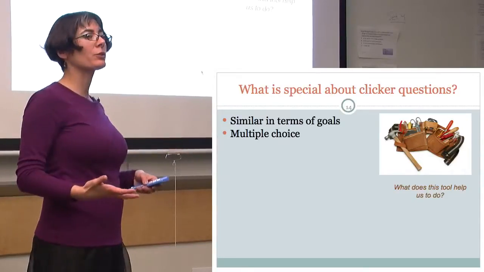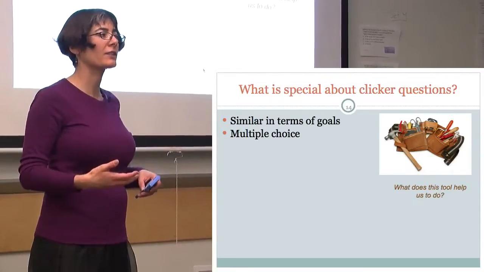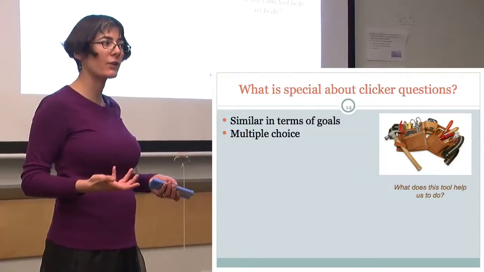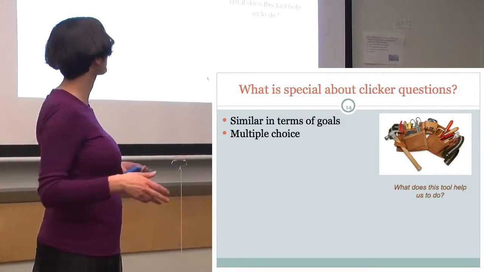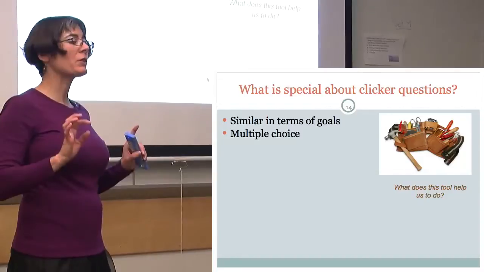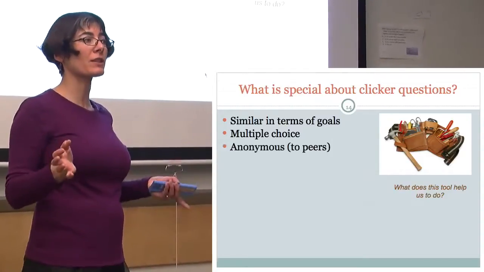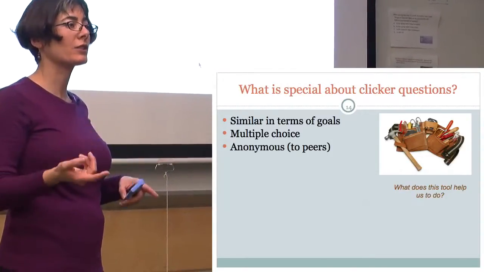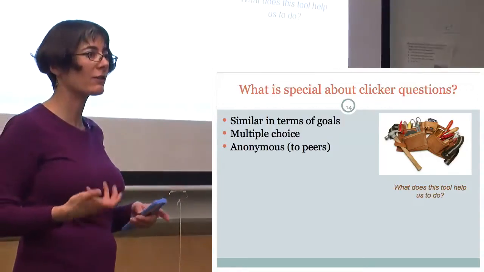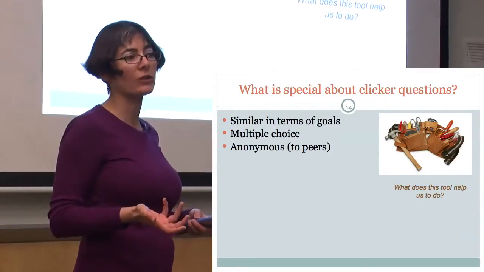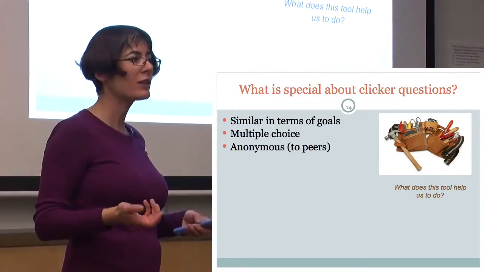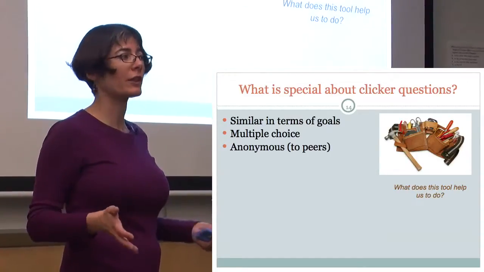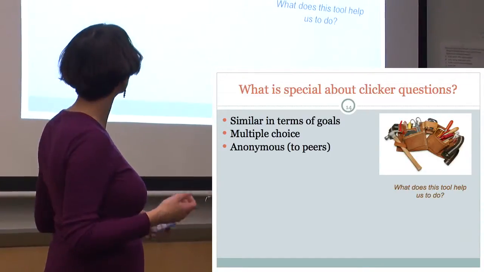They tend to be multiple choice. You can ask some alphanumeric entry questions now with iClicker, but most clicker questions are multiple choice. But here's where they're really different. They're anonymous. Anonymous to the peers, not necessarily to you. You can look back at students' records to find out how they answered a particular question, so you can give credit and stuff like that. But in the moment, it feels very anonymous, and so it's a bit safer.